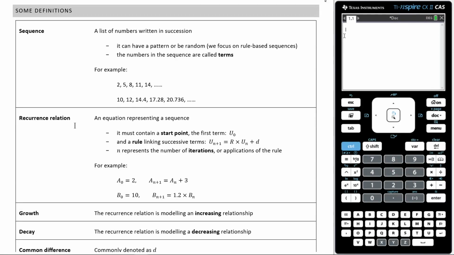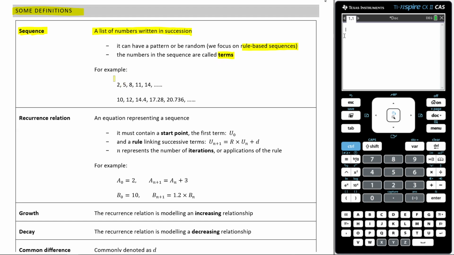All right, let us now work through this page of definitions here. So it says some definitions. First, sequence. What is a sequence? It's a list of numbers that can be written in succession. It can have a pattern or be random. We focus on rule-based sequences. The numbers in the sequence are called terms.